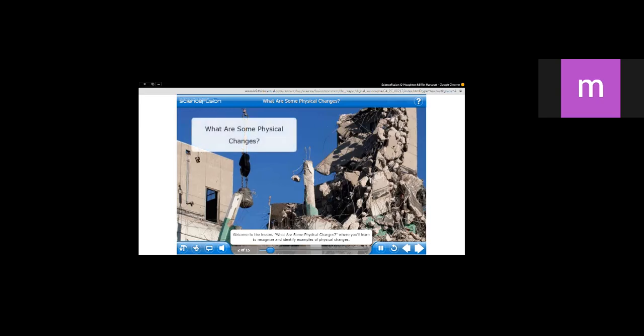Welcome to the lesson, What are some physical changes? Where you'll learn to recognize and identify examples of physical changes. You'll also find out about mixtures and solutions. The vocabulary words for this lesson are physical change, mixture, and solution. Click each word to find out more about it.